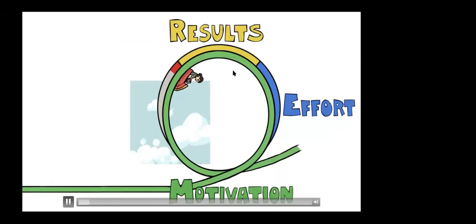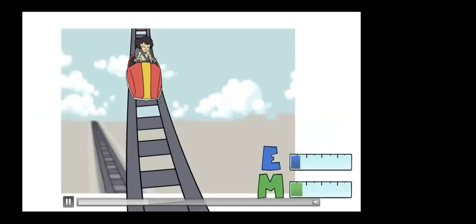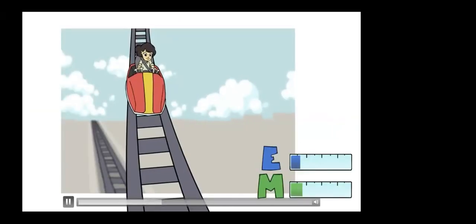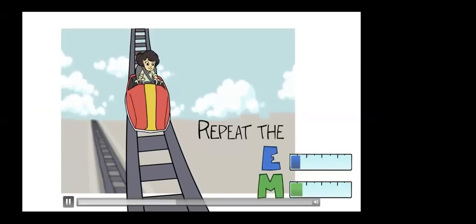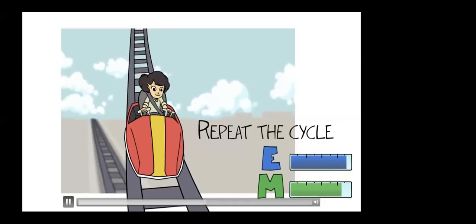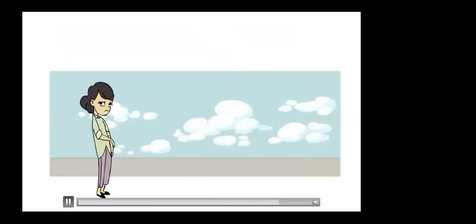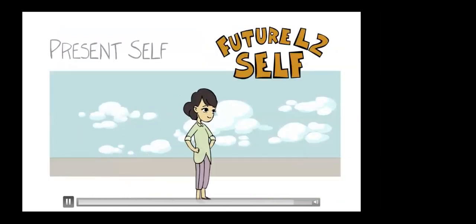Next, on the way down the other side of the loop, you use your awareness of your efforts to recalibrate and to prepare yourself to reach your next short-term goal. Reaching your next short-term goal will require you to repeat the roller coaster cycle of more motivation, more effort, and increased vision to continue progressing and enjoying this educational roller coaster until you reach your long-term goals and become your desired future L2 self. Your future self is depending on your present self to create it.